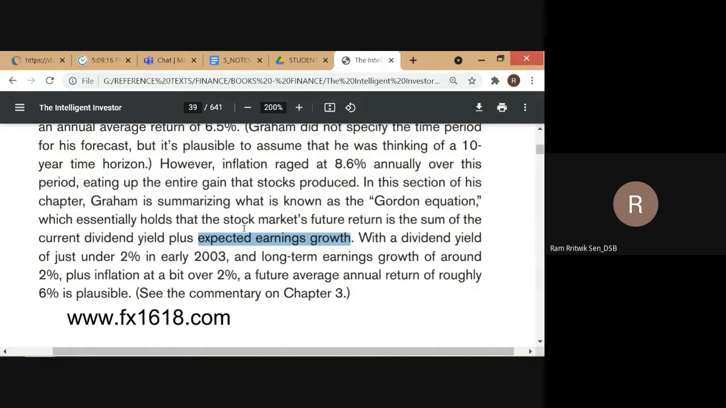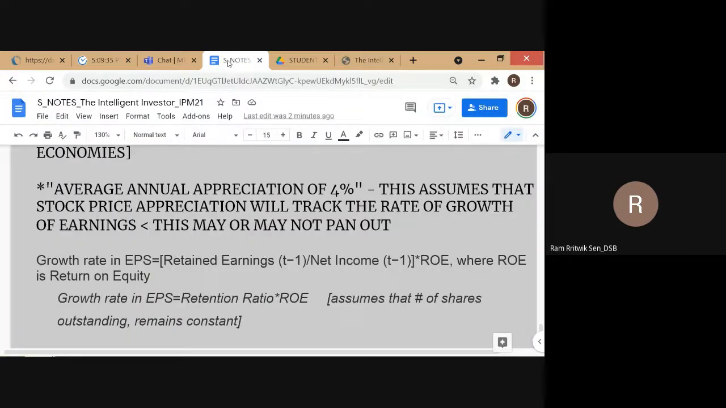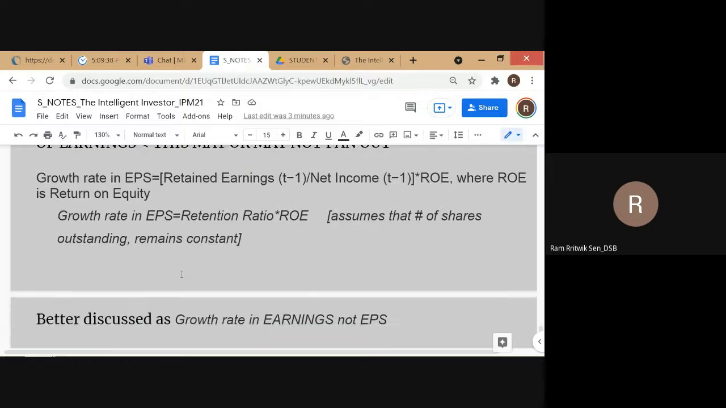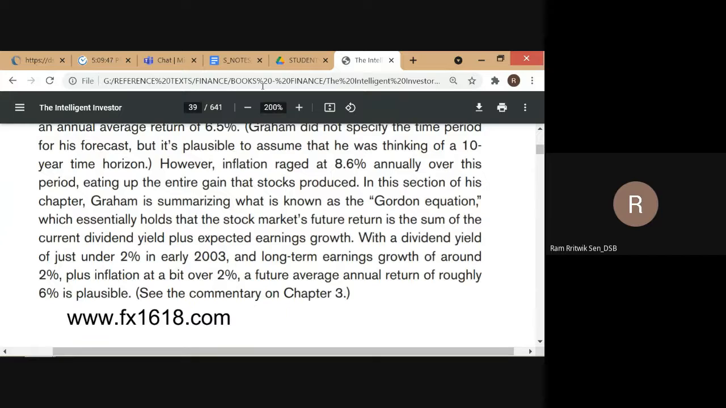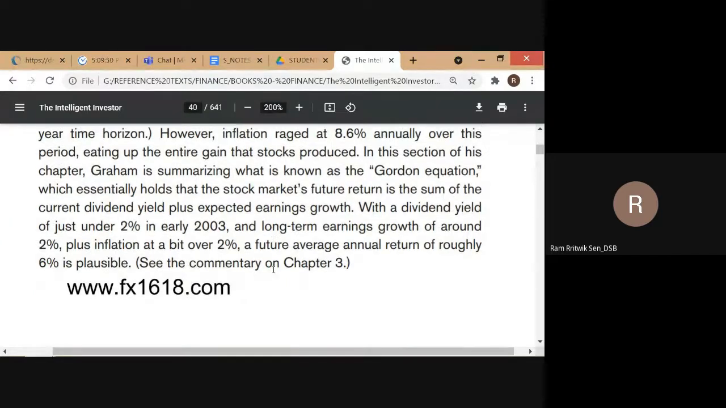You can't really expect anything to be that mathematically precise in the markets. Because if it's not tracking earnings growth, maybe there's some other concern which you're not aware of. And really, there's no way for you to force the market to make the stock go up in line with earnings growth. So you have to remember all that. This is just a point I want to mention. That's why I have said it is better discussed as growth rate in earnings, not EPS. Growth rate in earnings, not EPS. All right, so this is our page 39. Now let's go on.